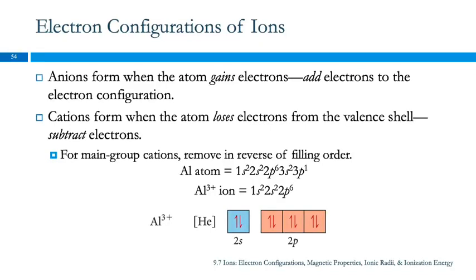Okay, so let's look at ions. We're going to look at the electron configurations, magnetic properties, ionic radii, and ionization energies. Lots of topics for one section.